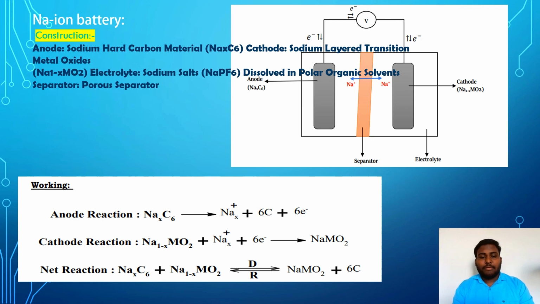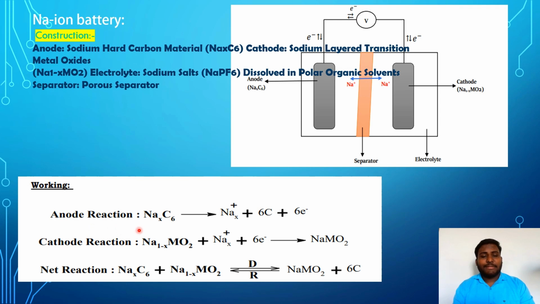Let me identify them later. Anode: NaxC6; cathode: Na1-xMO2; and the separator and an electrolyte with a volt supply, which represents the charging of the battery. And it's working. Let's know how it works.